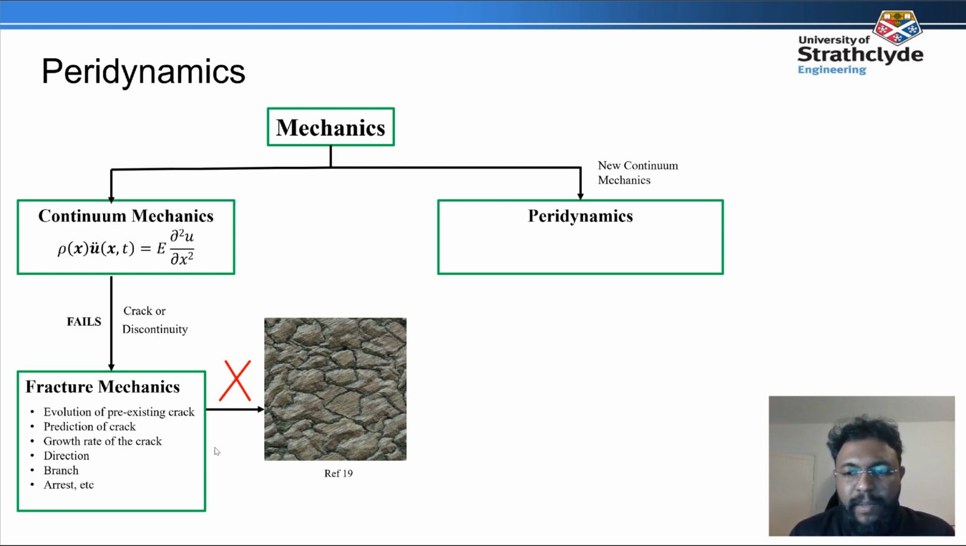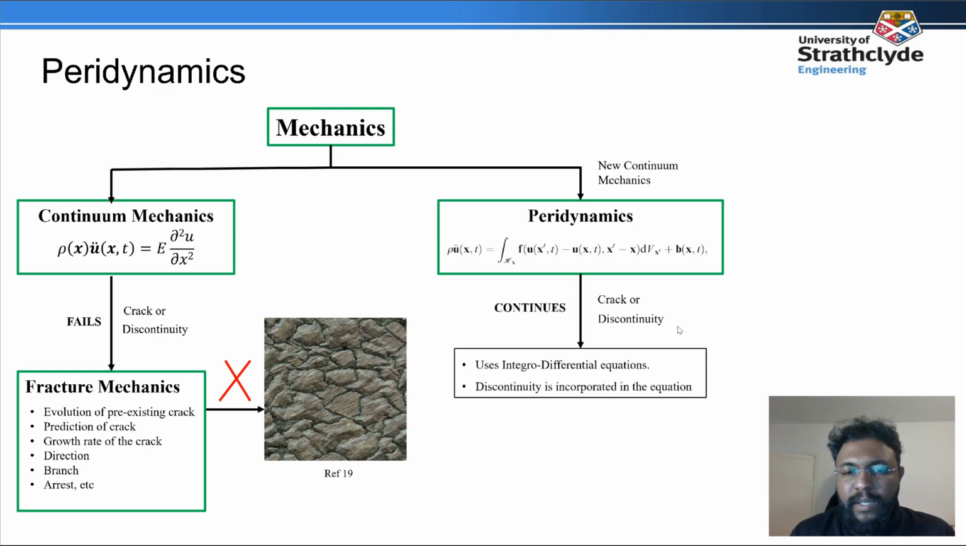That's where the peridynamic formulation comes into effect. Peridynamics uses an integral differential equation, where the discontinuity is incorporated into the equation. Therefore, the equation continues to hold even if there is a crack. This type of numerical modeling works even if there are multiple cracks.